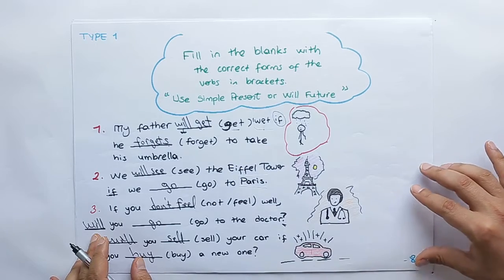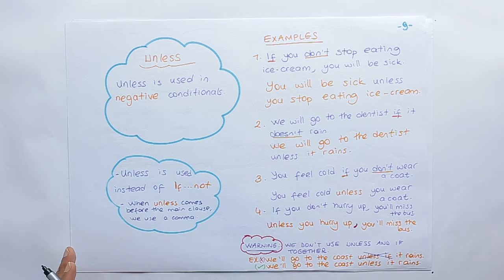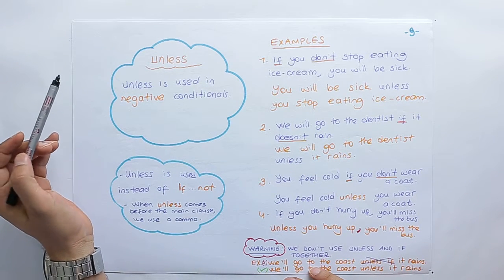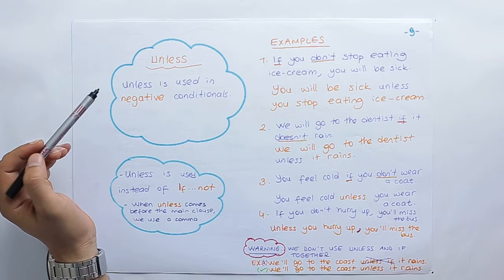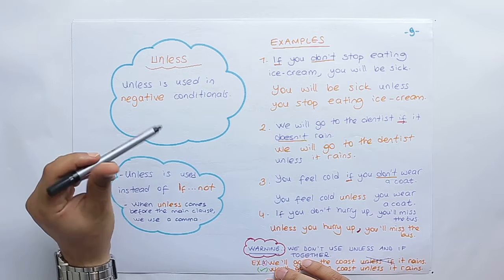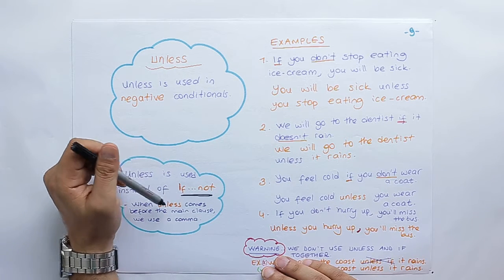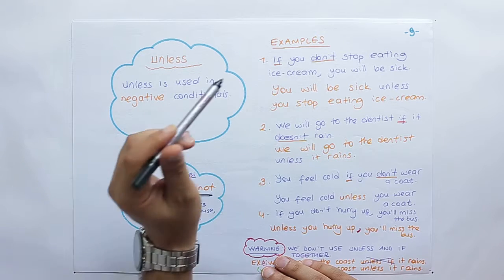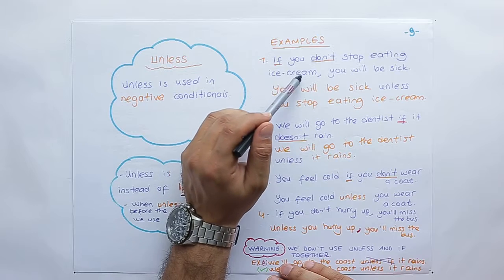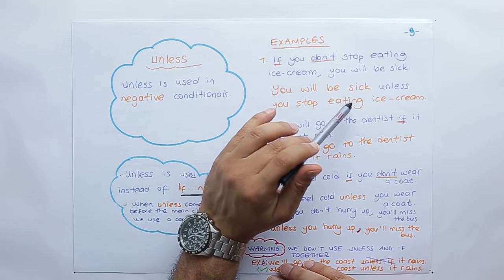These are the examples for type 1 in English. Now, unless. What's unless? Let's study. Unless is used in negative conditionals, and also unless is used instead of what? Instead of if not. When unless comes before the main clause, we use again a comma. As an example, let's read the examples. If you don't stop eating ice cream, you will be sick. Or you will be sick unless you stop eating ice cream.